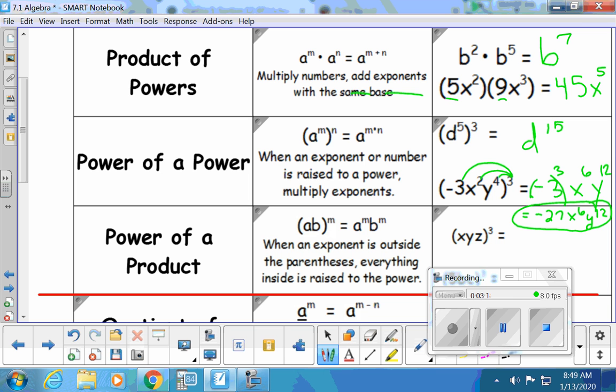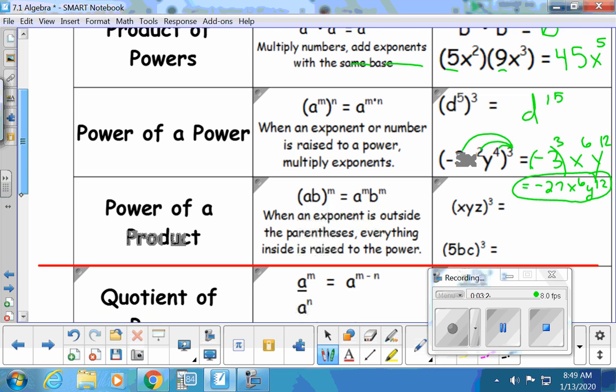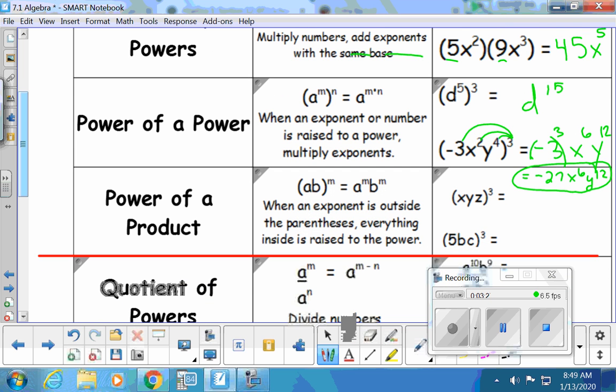It's a disappointment. And then our last property we're touching on today is power of a product. The other properties we'll save for other days. It's when an exponent is outside the parentheses, everything inside is raised to that power. We kind of already did that. So the m basically goes to everybody on the inside. So what do you think the answer to this first one is? (xyz) to the 3rd. We'll distribute it to everybody. We will get x to the 3rd, y to the 3rd, z to the 3rd.